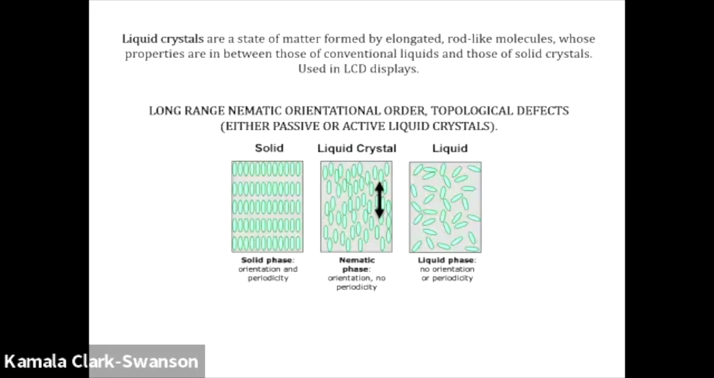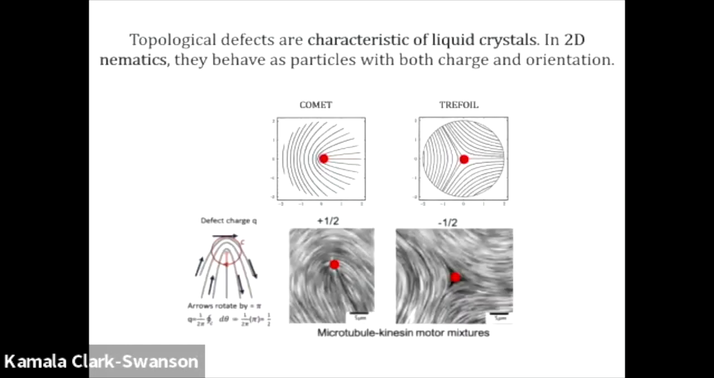And they have two main characteristics that allow us to say that a substance is a liquid crystal. So they have this long-range nematic orientational order, which is what you see here. And they have topological defects, which is what I'm going to show you in a second. So topological defects are characteristic of liquid crystals, and in two dimensions, they behave as particles with both charge and orientation. And I'm going to show you some real topological defects in a second.